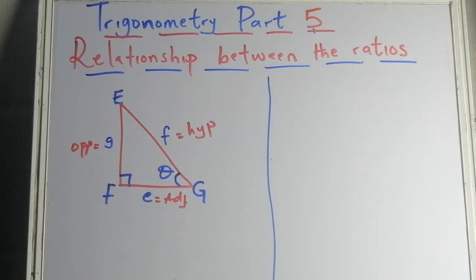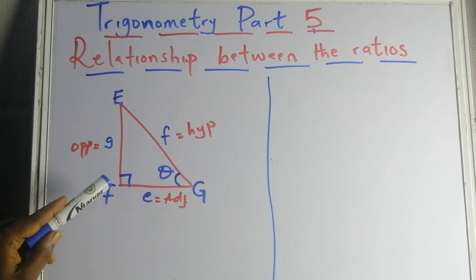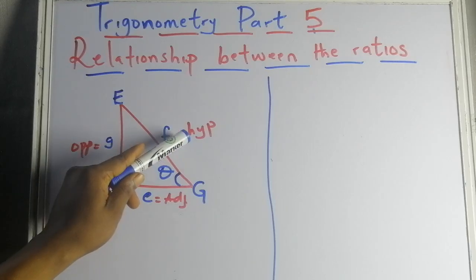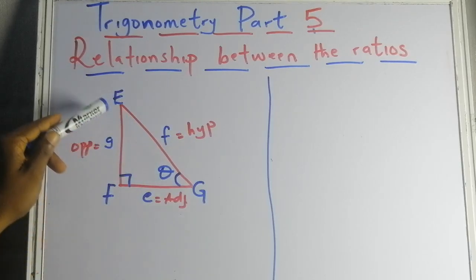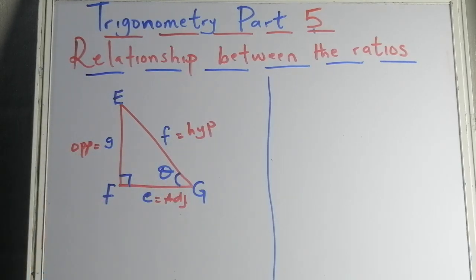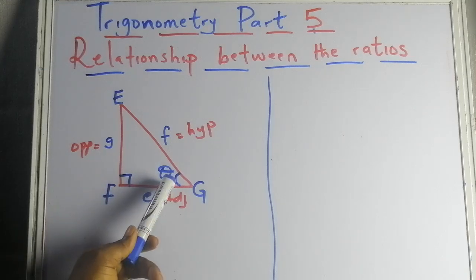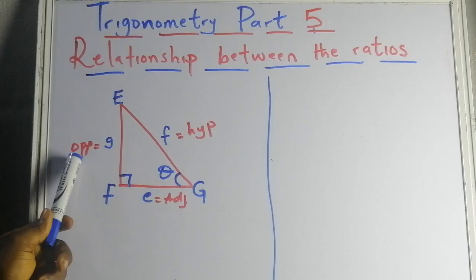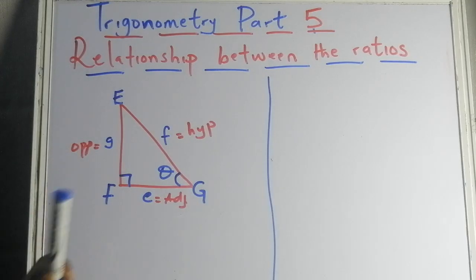Sine theta over cos theta. Ordinarily, look at this angle very well. This is angle 90, and the side opposite to it is the hypotenuse, which is the longest side here. Any side facing an angle is what we call the opposite. Then the last side is going to be the adjacent. This is very simple.